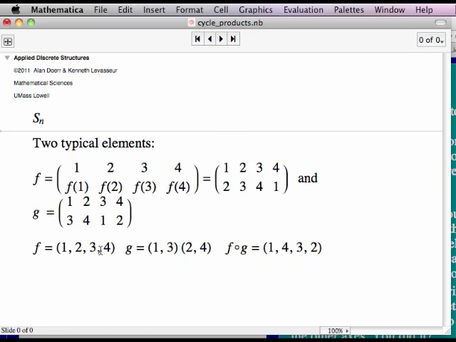Now, any two functions defined on the set 1, 2, 3, 4 can be composed, and if you apply the definition of function composition, it turns out that the composition of f with g is this single cycle also. It's 1, 4, 3, 2.